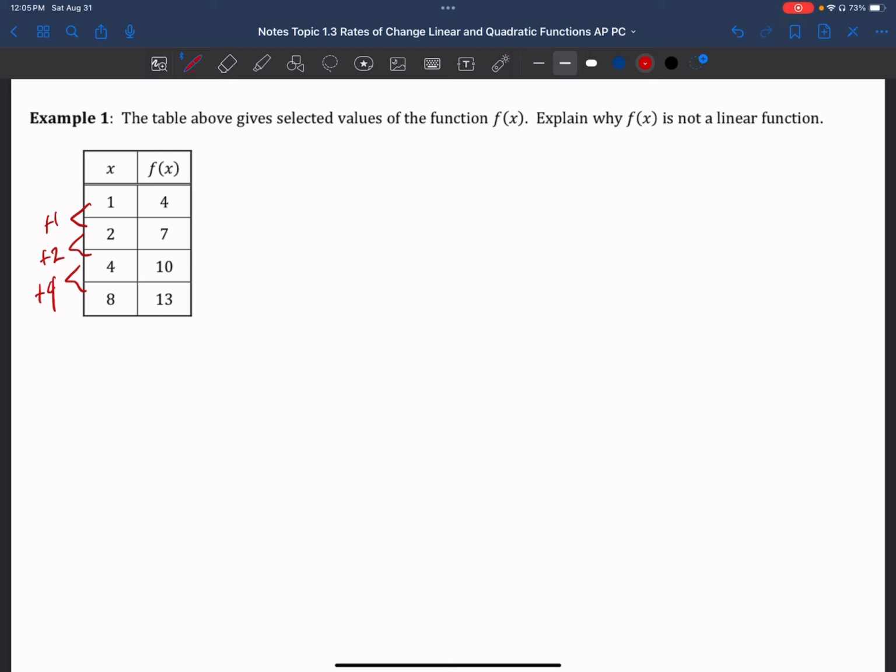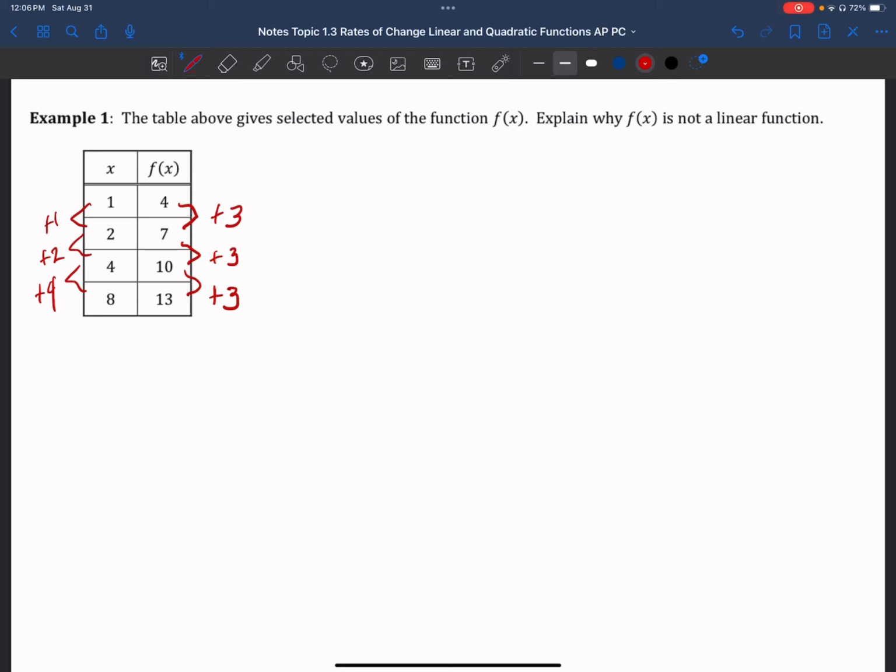Since we're talking about a linear function, the changes on the left don't really matter, because it will be the same number no matter what the intervals are. To go from 4 to 7, I'm going to add 3. To go from 7 to 10, I'm going to add 3.